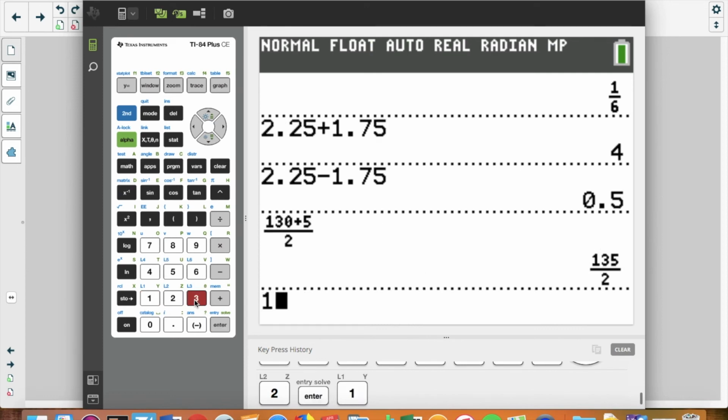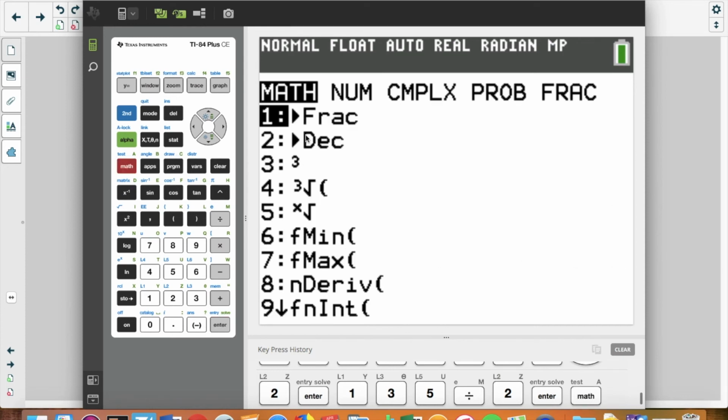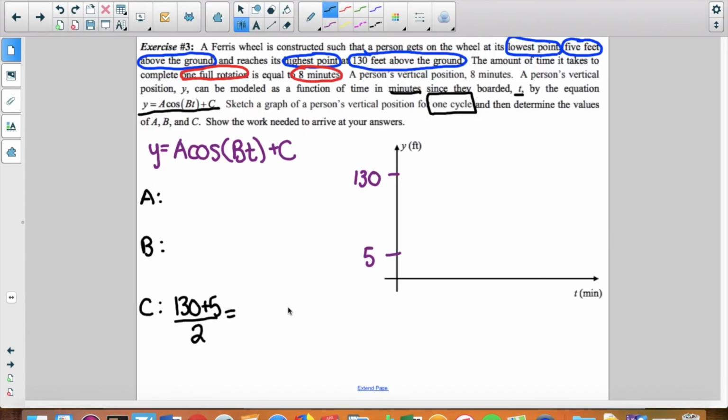It doesn't come out to be a whole number, so you can change it to a decimal. To get it in a decimal, you can either retype it or you can press math and then dec. So it's 67.5. So this right here is 67.5. So that's our midline, 67.5. Now we can sketch it, okay?